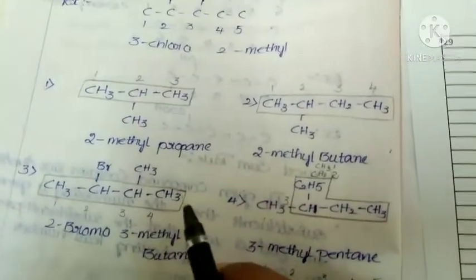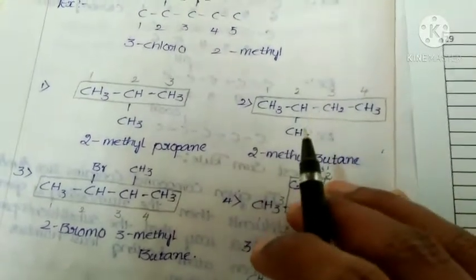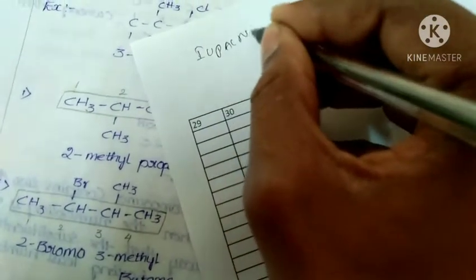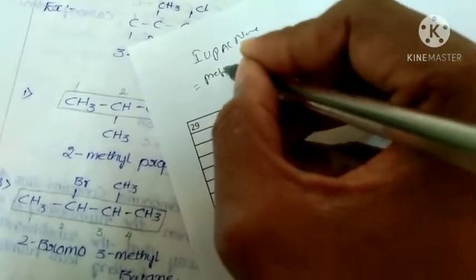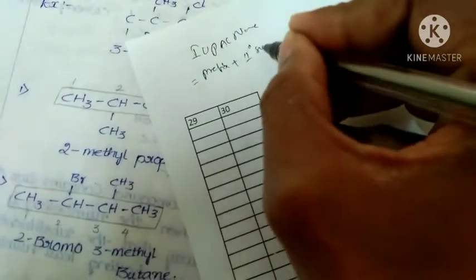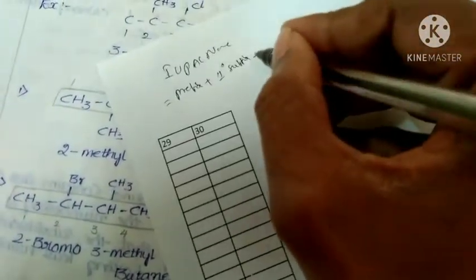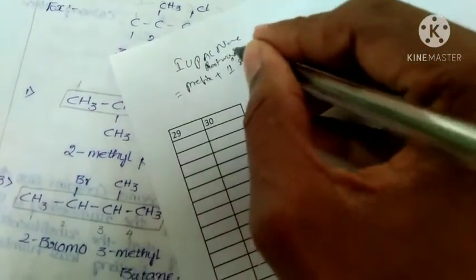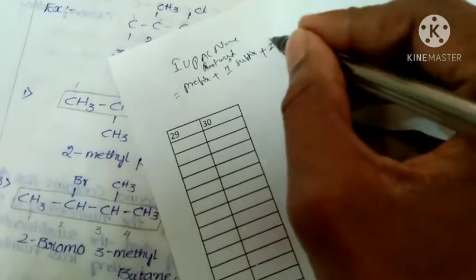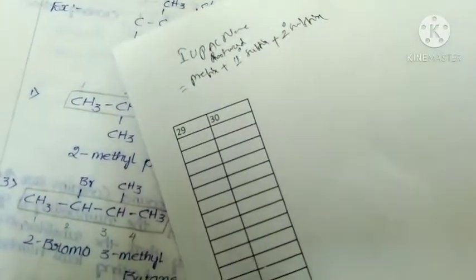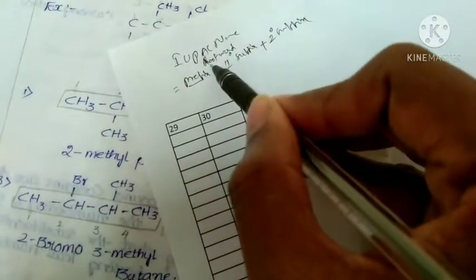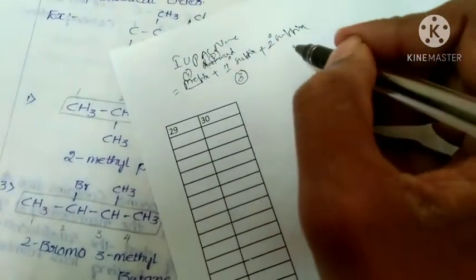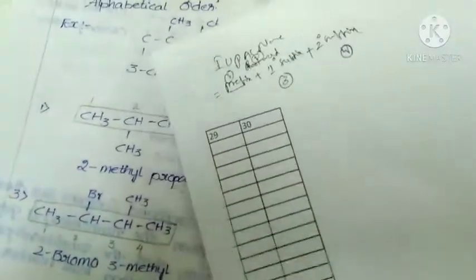What is the name? The IUPAC name. What is the IUPAC name? I told you in the previous video. The IUPAC name is equal to prefix plus root word plus primary suffix plus secondary suffix. This is the IUPAC name. Prefix, next root word, this is first, next to root word the primary suffix, next to that the secondary suffix.